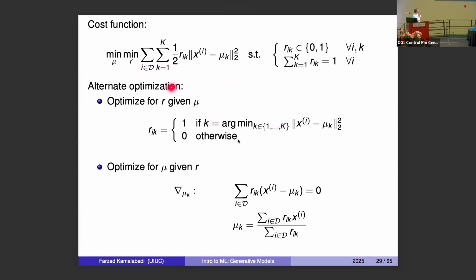And alternating optimization means that we perform the optimization in 2 steps. Step 1, we optimize for R given mu. So you fix one of those. We are making 2 searches. One search is the cluster center. The other one is an assignment, right? Does it belong to that or not? The location of the cluster center, and whether it belongs to this cluster or not. Those are the 2 things.